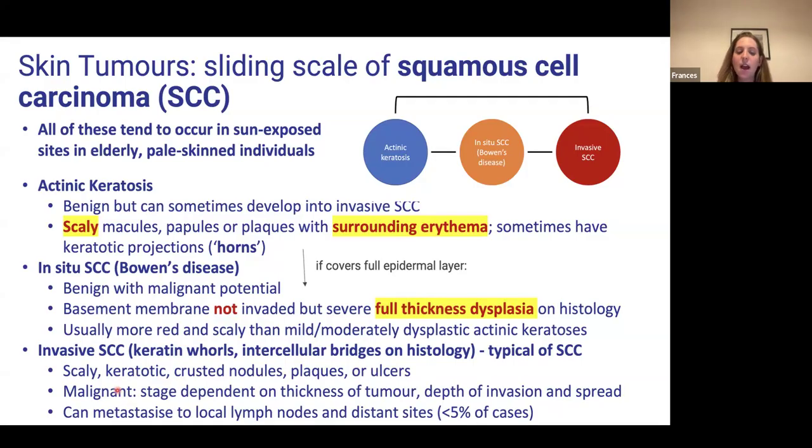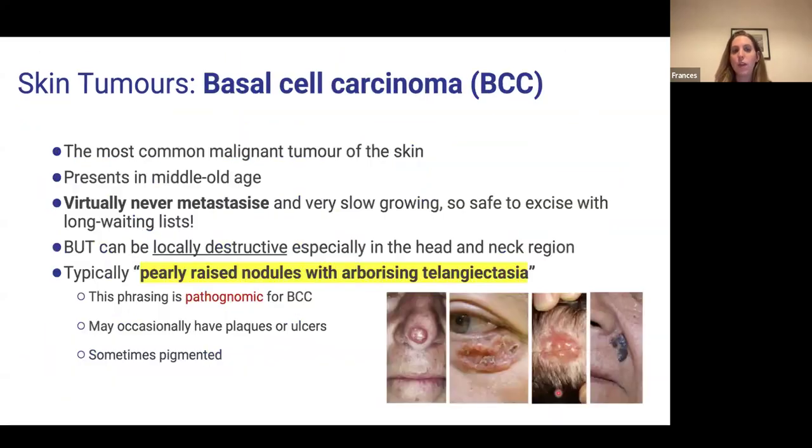They're malignant. And obviously the stage is dependent on the thickness of the tumor, the depth of invasion, and the spread. They typically metastasize to local lymph nodes and distant sites, but it's rare. So if they metastasize, that's where they'll go, but they don't often metastasize that widely or that quickly.